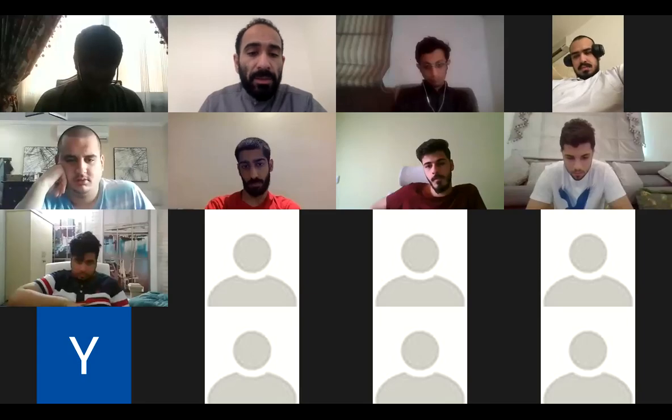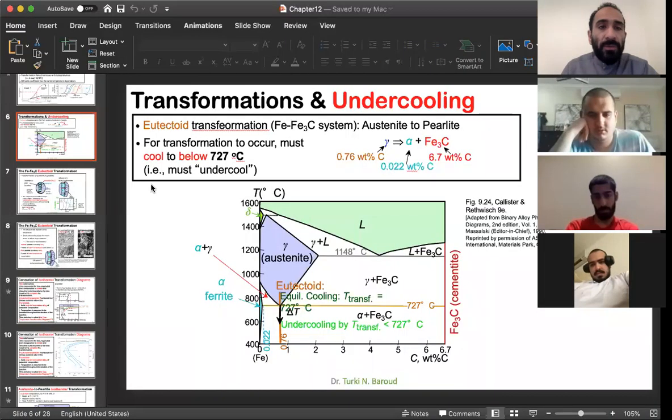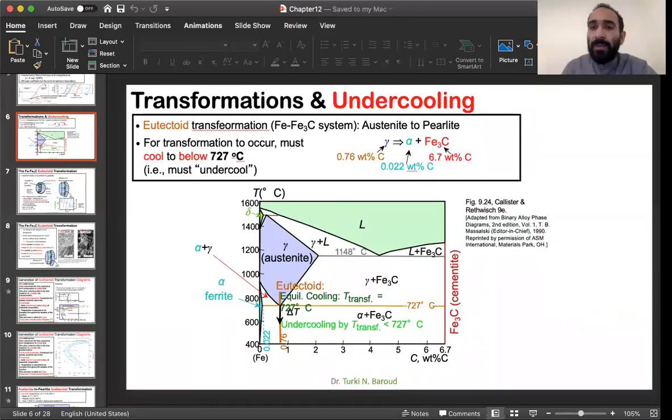Okay, so now we will continue chapter 12. If you remember from last time, we said that a gamma austenite will transform according to the eutectoid reaction into iron carbide. Chapter 11 provided us this beautiful diagram, which tells us that if you cool below this eutectoid temperature, gamma austenite is going to transform to pearlite, composed of alpha plus iron carbide.